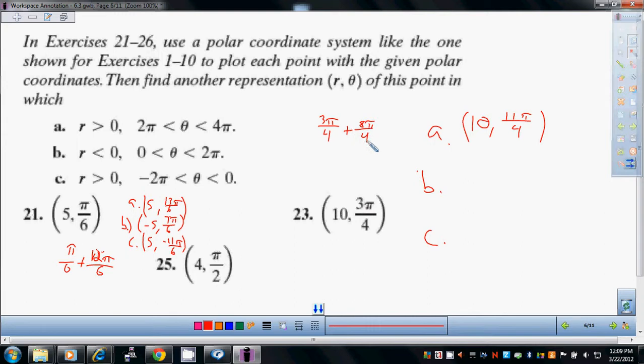Part C, Emily Rebel, you got it for me? Okay, I'll let you finish B and I'll come back to you. Crystal, you have C? Nice. Same exact thing, except instead of adding 8 pi over 4, we subtracted it. Mental high five. Emily, you got B?